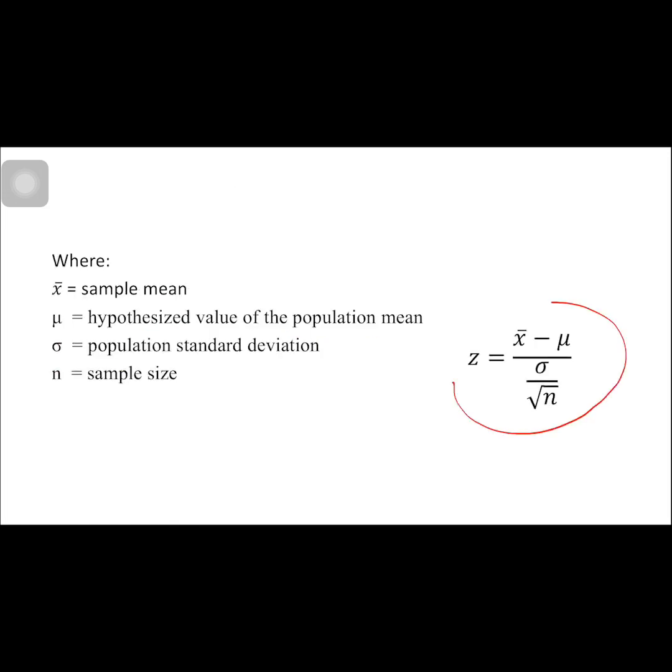Here, we will be using the formula z is equal to x bar minus mu over sigma divided by square root of n, where x bar is the sample mean, mu is the hypothesized value of the population mean, sigma is the population standard deviation, and n is the sample size.